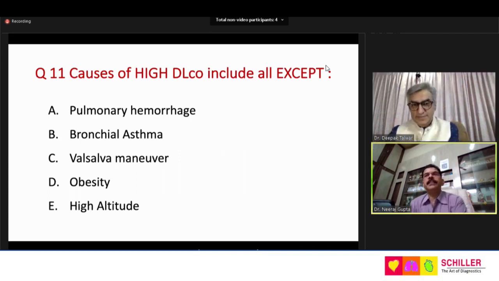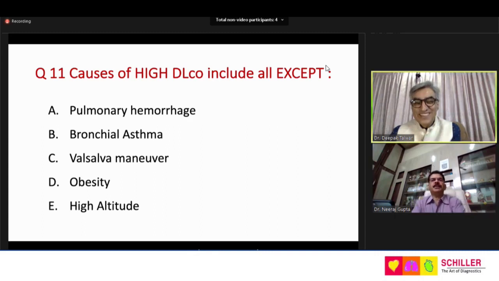So the responses are very surprising. 50% opted for bronchial asthma and 50% for high altitude. Again, what we need to understand is that everybody has accepted the pulmonary hemorrhage because RBCs are there, so they are going to take that up, and that is why it is going to cause an increase. Everybody knows that pulmonary hemorrhage increases the diffusion capacity. Obesity increases the diffusion capacity because of reasons which we are going to discuss in the subsequent slides.